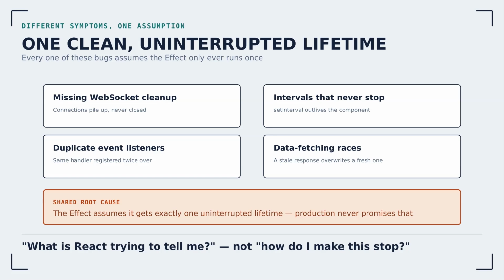Now they are all different symptoms, but they're caused by the exact same assumption that an effect gets only one clean uninterrupted lifetime. So the next time you open your network tab and see duplicate API requests in development, do not get worried. It's React trying to help you in detecting bugs. It's really okay if network calls are happening twice and there is no buggy behavior in your application. And keep this as a best practice of never removing strict mode while you're doing development.